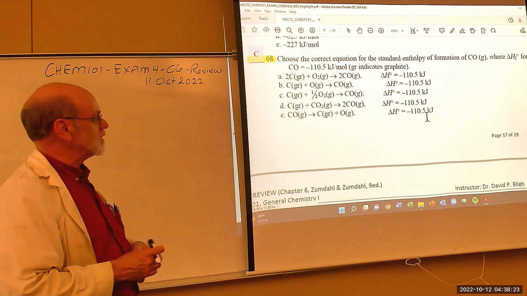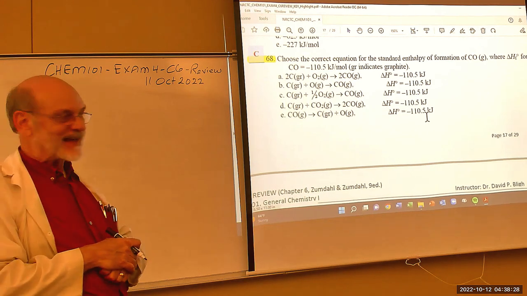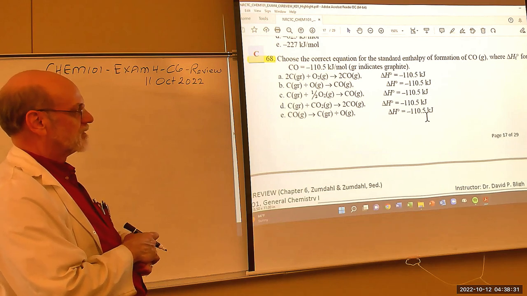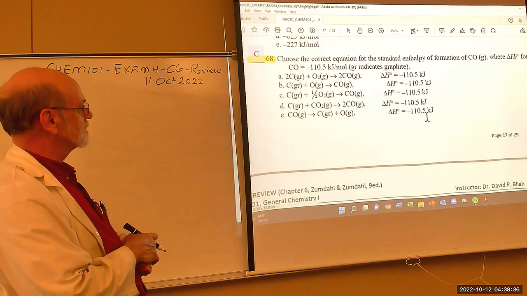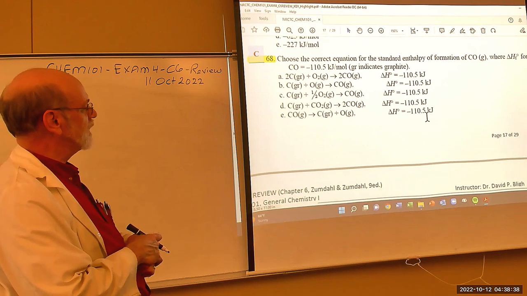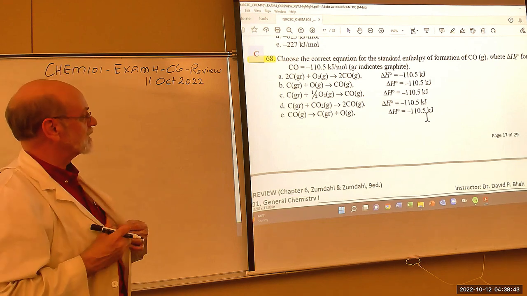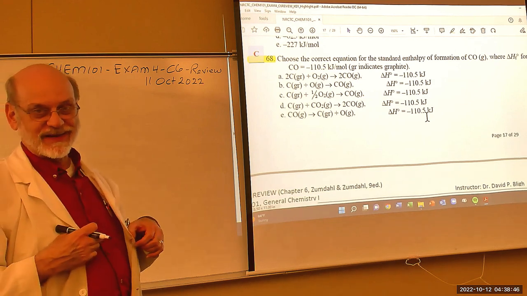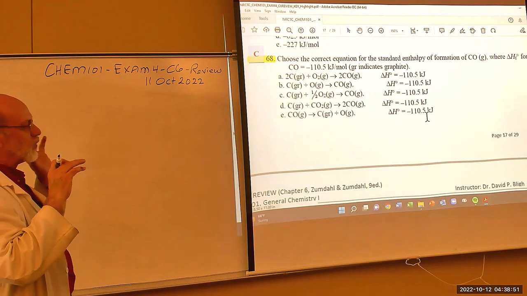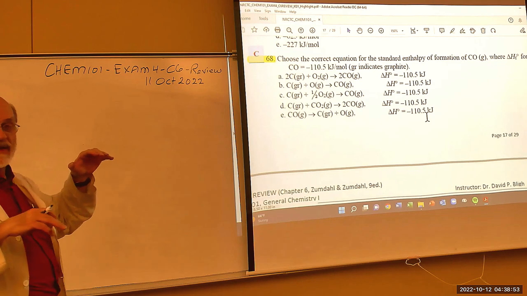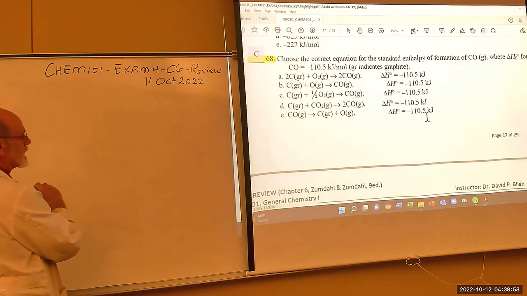Choose the correct equation for the standard enthalpy of formation for CO, carbon monoxide gas, where delta HF0 for CO equals minus 110.5 kilojoules per mole. Okay, they make a note here. GR stands for graphite. Okay, so we want to know the correct formula and the enthalpy number for the heat of formation of CO. So how do we write the heat of formation of CO?